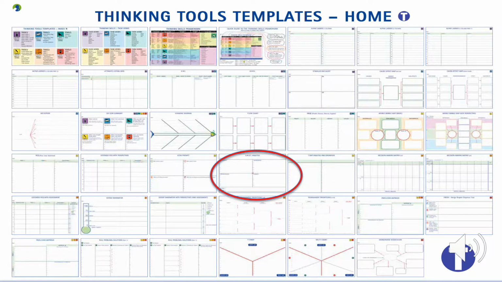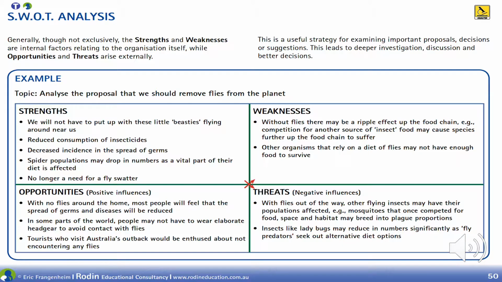The resource offers you 34 thinking templates or tools or graphic organizers. They're hyperlinked, so if you click on that one, which is the SWOT analysis, it'll take you to the first of 2 pages to do with the SWOT. The first page is the explanation. The second page is the actual template.